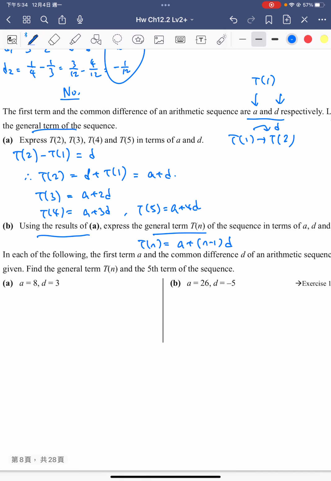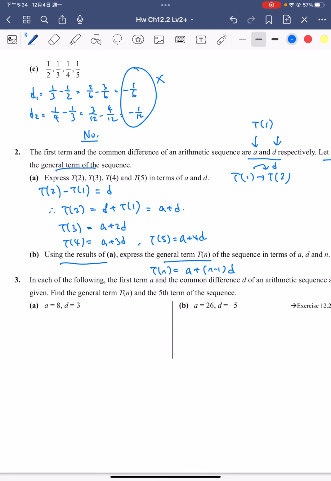Okay, so for question 3, we have to find the general term Tn and then the fifth term of the sequence. The hint for you is to use the general term Tn equal to the first term plus n minus 1 times d. Try to substitute these two values into this formula and get a general formula of Tn. Then remember to find the fifth term as well.